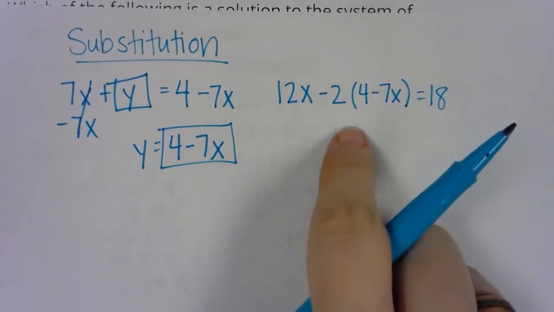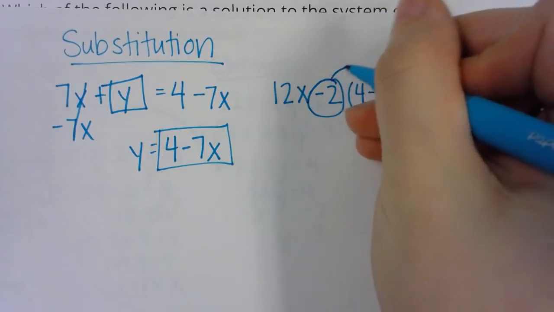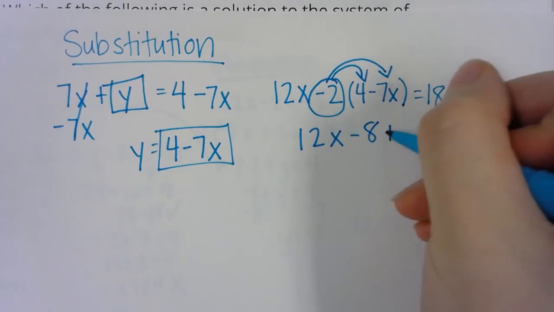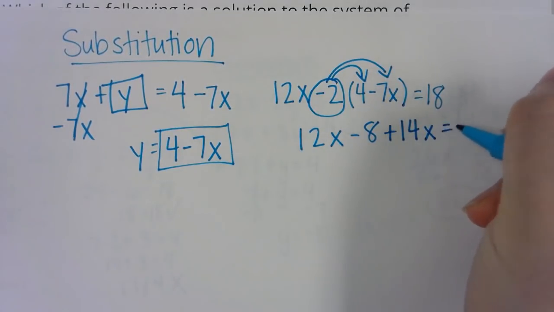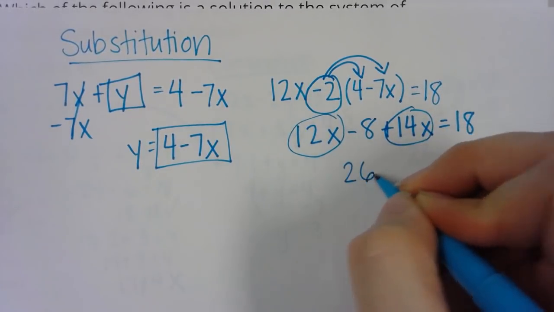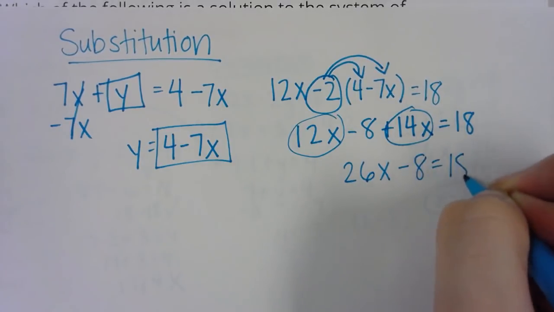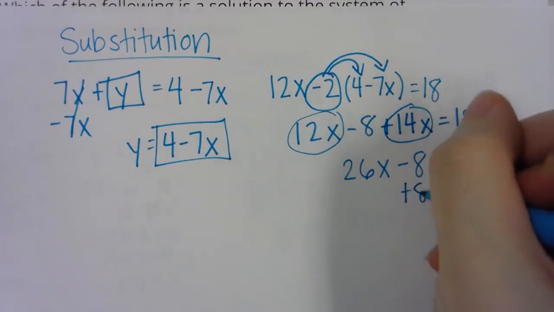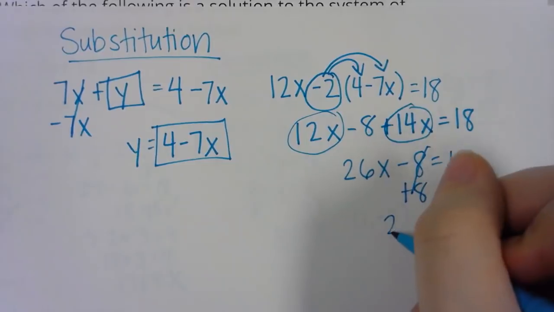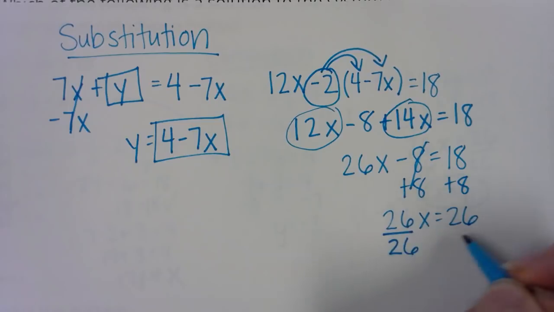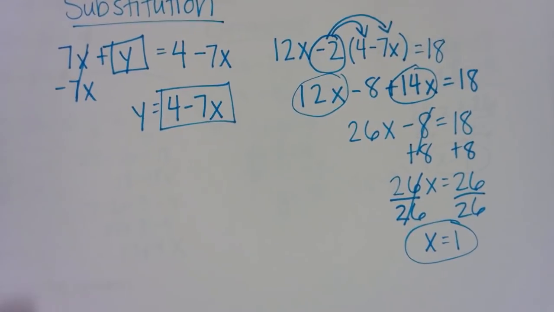Now we could solve this equation. So I would take the negative 2 and distribute. So I'm left with 12x minus 8 plus 14x equals 18. 12x plus 14x is 26x minus 8 equals 18. This should look a little bit familiar from our elimination. Plus 8 plus 8, 26x equals 26. Divide both sides by 26. So x equals 1.